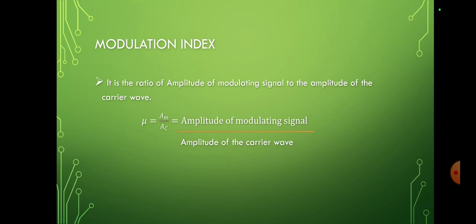Next is the modulation index. Modulation index is the ratio of the amplitude of the modulating signal to the amplitude of the carrier wave. Here, mu is equal to the amplitude of the modulating signal divided by the amplitude of the carrier wave.